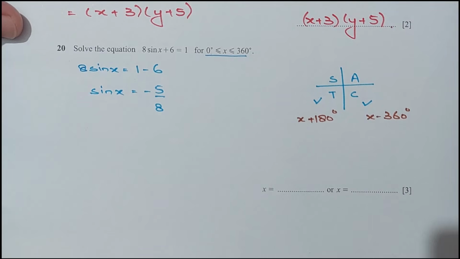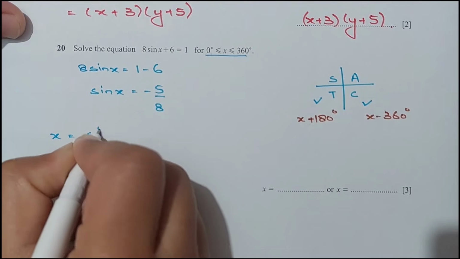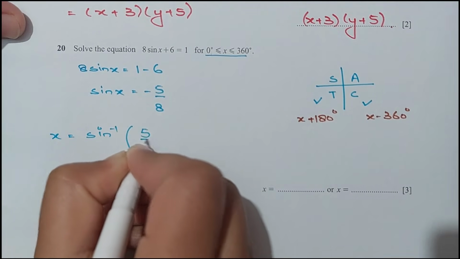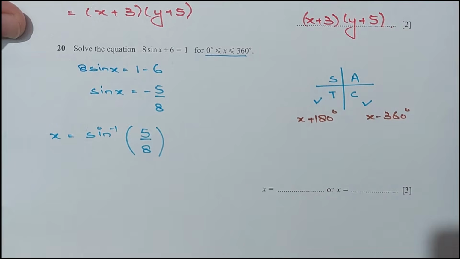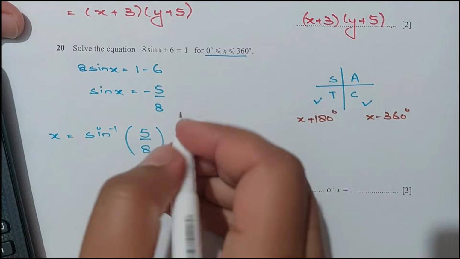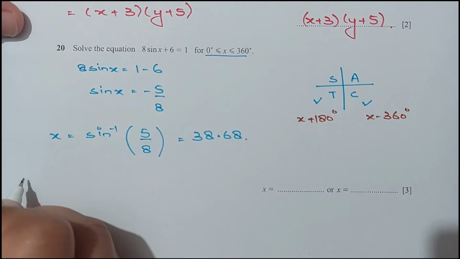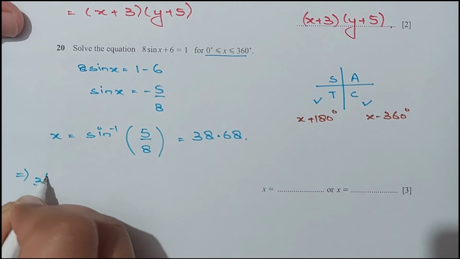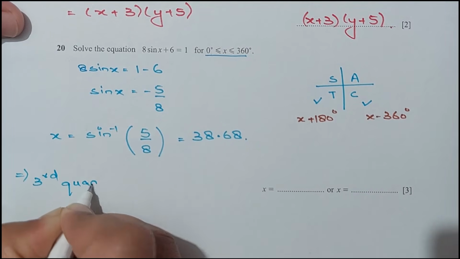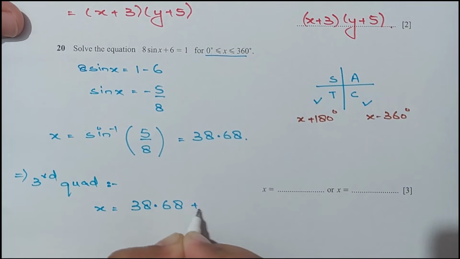Let's find out the values. Now x is going to be sine inverse of 5 over 8, which is 38.68. Now sine is negative in the third quadrant, so the x value is going to be this value plus 180: 38.68 plus 180.